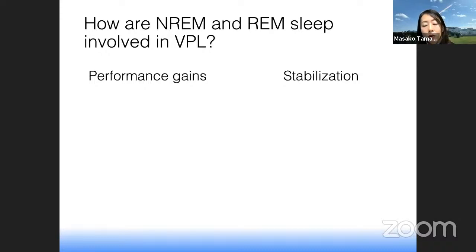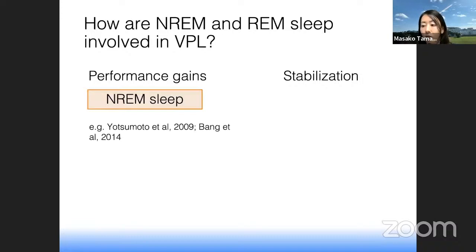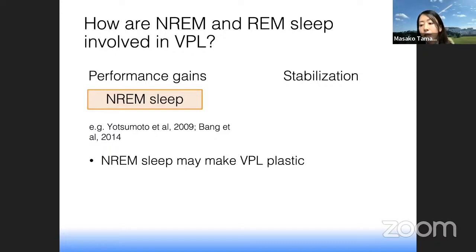So how do non-REM and REM sleep play a role in these two different aspects of learning, that is performance gains and stabilization of learning? As I have mentioned earlier, non-REM sleep plays a role in offline performance gains. So non-REM sleep may make learning more plastic to enable behavioral changes over sleep. And importantly, this process alone does not explain why our learning can be maintained, because if there's only one process that supports offline gains, a learning state can be kept highly plastic. So learning could be disrupted by training on another task upon waking.